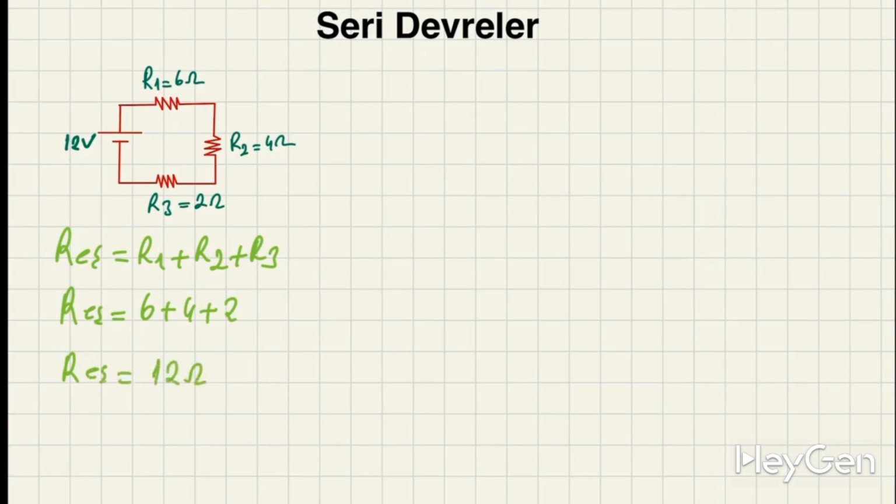We say, friends, after finding the equivalent resistance, we find the current flowing through this circuit. How do we find that? V equals I times R. So I equals V over R. What does that equal? 1 ampere, from 12 divided by 12. So what is the value of the current flowing through this circuit? It's 1 ampere. Since it's a series circuit, the current is the same everywhere and is 1 ampere.